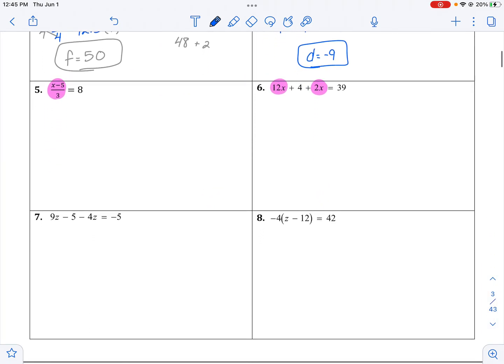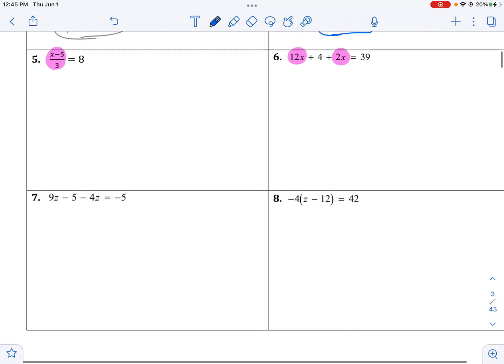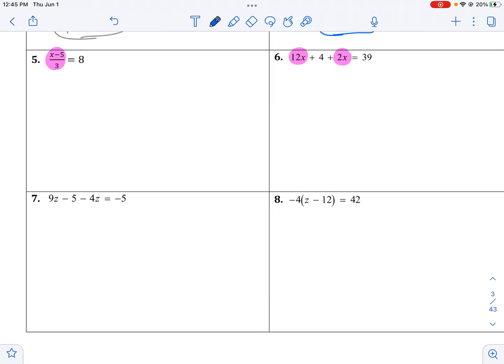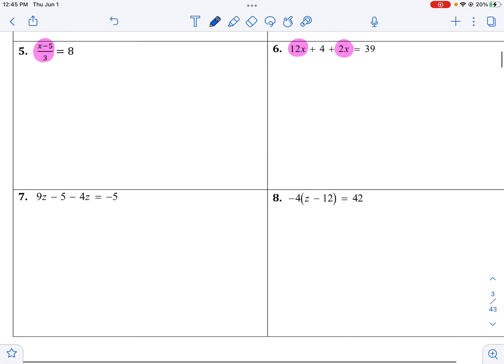All right, why don't you try 5 on your own, and then we'll look at 6 and 7 and 8. So let's pause the video, try the problem, and unpause when you're done to check your work.